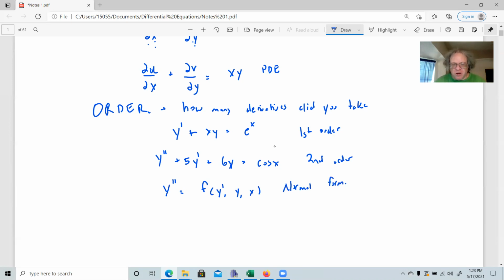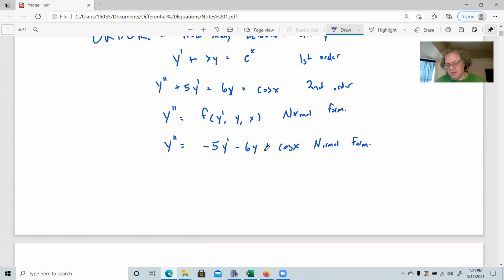This is mostly used when we talk about how to make a computer do something. So in this case, we'd have y double prime is equal to negative 5y prime minus 6y plus cosine x. This would be the normal form. There's several forms that we're going to have to deal with, mostly dealing with the coefficients. But this is a common thing, especially for setting up a computer program to run your solution. It's going to want it like this. Most of the differential equation solvers that we have.